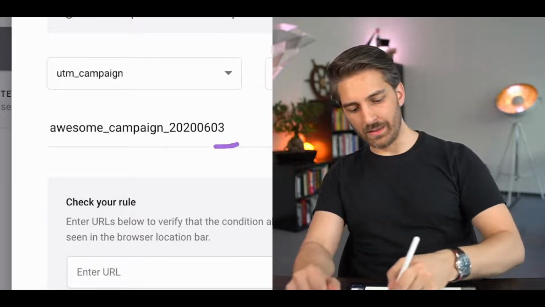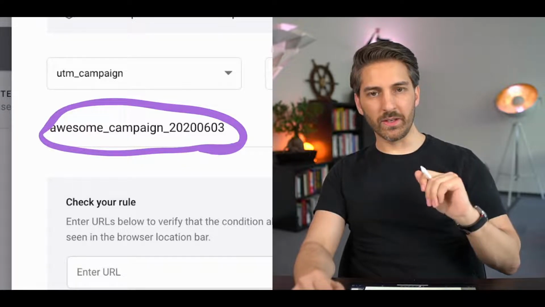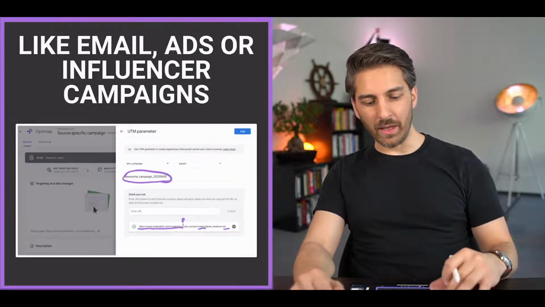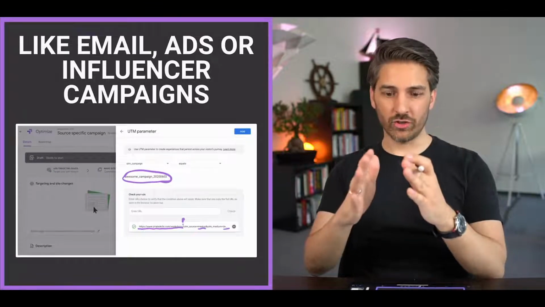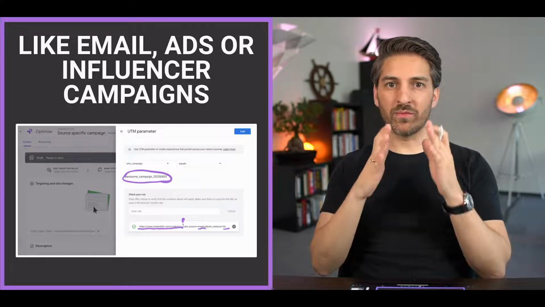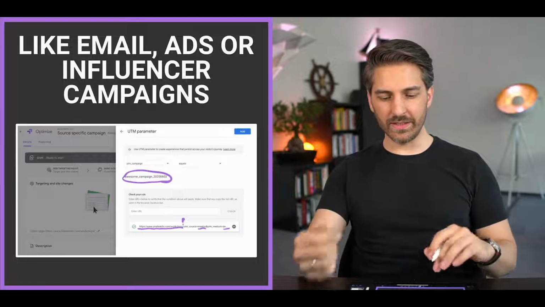Yeah. So I just add this to the URL in front of the UTM_campaign parameters. And now I'm able to show the change simply to the people who are coming from that specific campaign. Now, how is this useful in the real world?